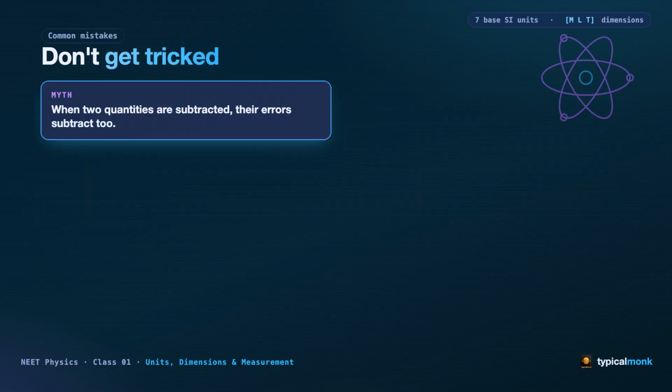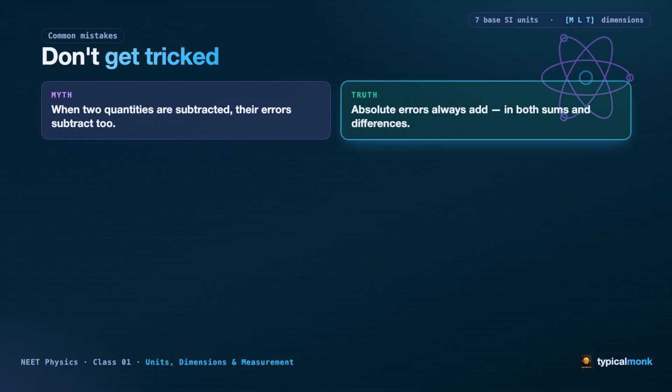Now let me save you some marks. Two myths that trap thousands of students every year. Myth 1. When two quantities are subtracted, the errors subtract too. It feels so natural. Take away a value, take away its error. No? Arjun believed this for months. But here is the truth. Absolute errors always add, in both sums and differences. Subtraction can make your result smaller while its uncertainty grows. That is the harsh honesty of measurement.